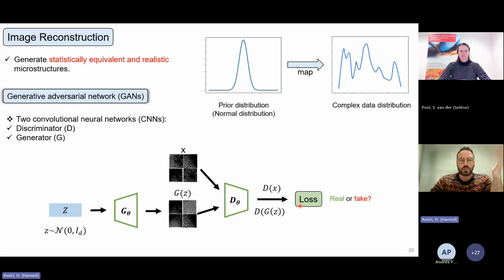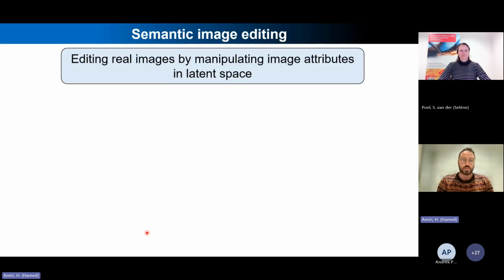Then you calculate the loss and update the parameters until you reach equilibrium, which is the point where your discriminator is no longer able to distinguish between real and fake images. Once you have trained the model, you can use the generator to generate realistic images. But this is not the only thing you can do. You can generate images, but you can also do semantic image editing.